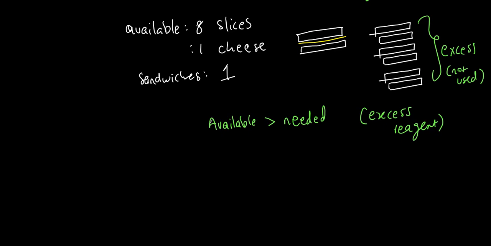But let's look at it a bit more. What if I had two slices of cheese now? That means here is a cheese, and here is another cheese. How many sandwiches are we going to make, still with our eight slices?